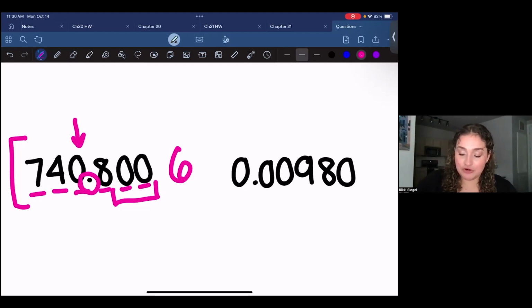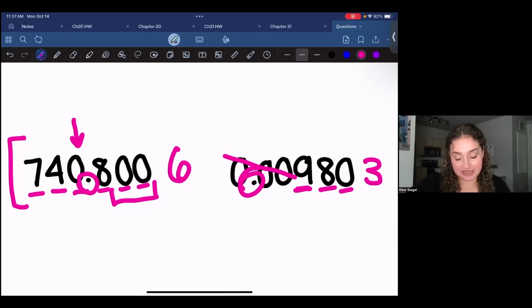In our next example, we don't start counting sig figs until we hit our first non-zero number. So these 3 are not significant. We have 9, 8, and 0, so that's 3 significant figures. That last 0 is significant because we have a decimal point. So in this case, we have 3 significant figures.